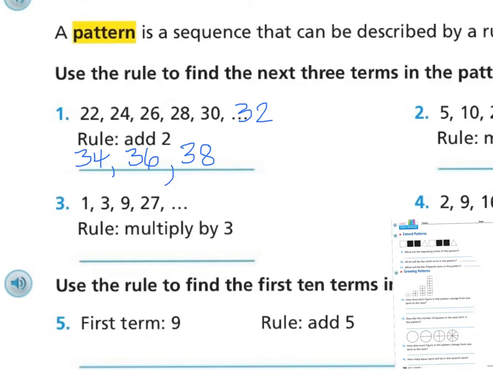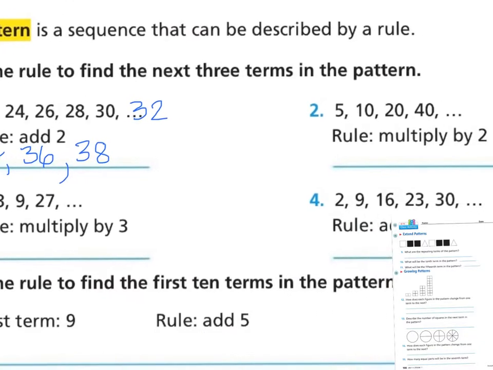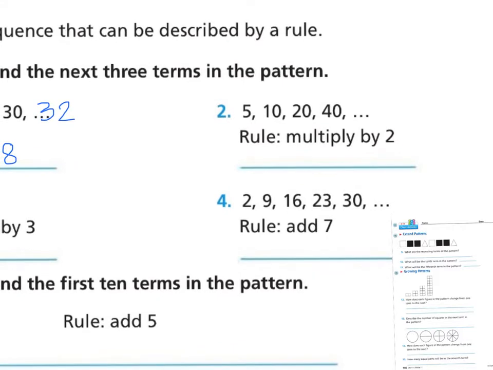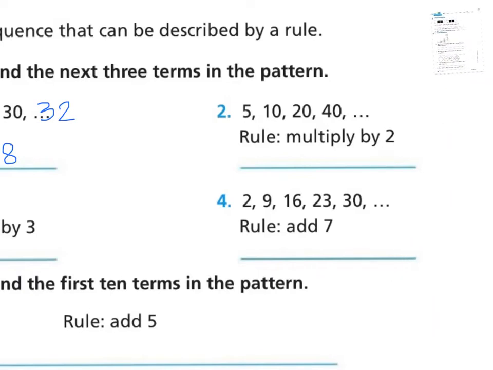Let's look at number 2 here, and it's multiply by 2. So 5 times 2 is 10, 10 times 2 is 20, 20 times 2 is 40. What's 40 times 2? Well, 80. 80 times 2 is 160. 160 times 2 is 320.